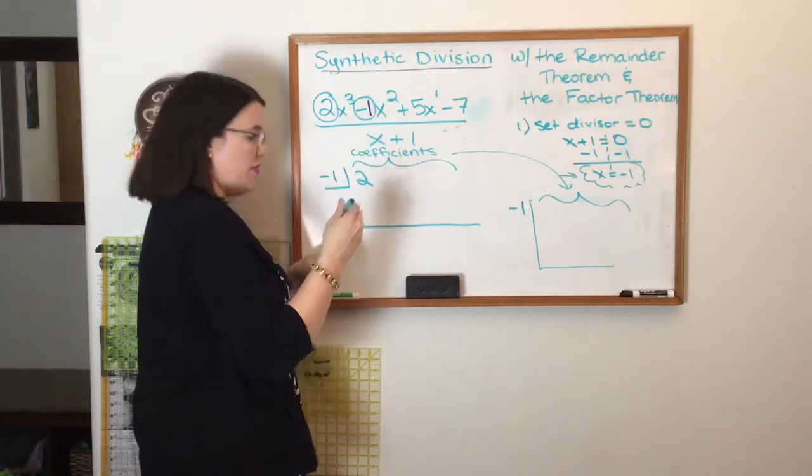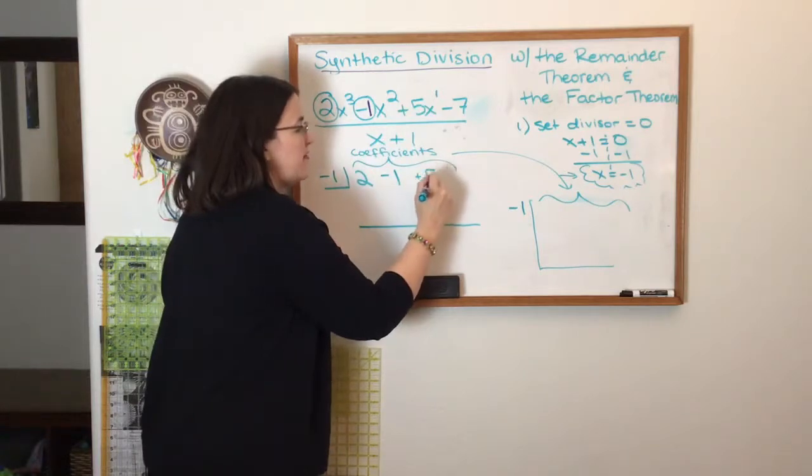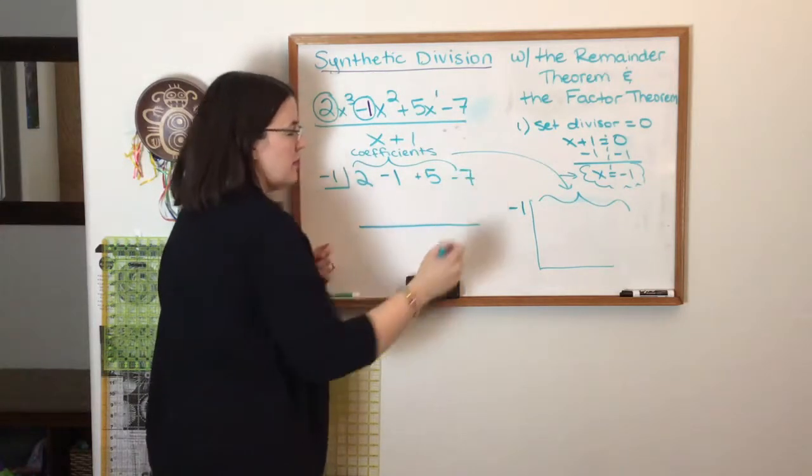Now notice this one doesn't have a number because it exists. It has an invisible 1 there. All right, so I need a -1. I have a +5, and I have a -7.